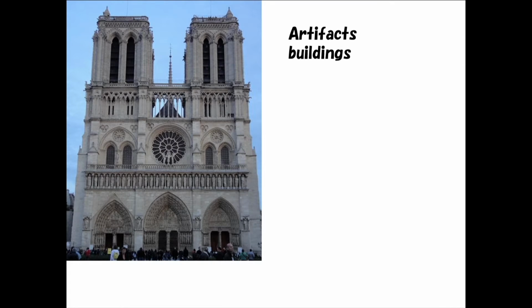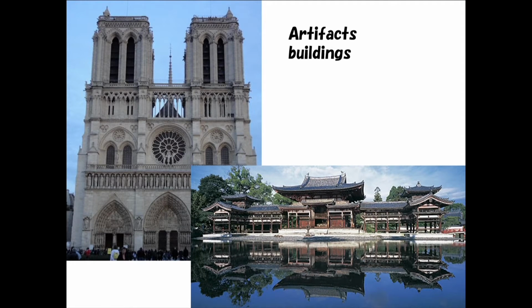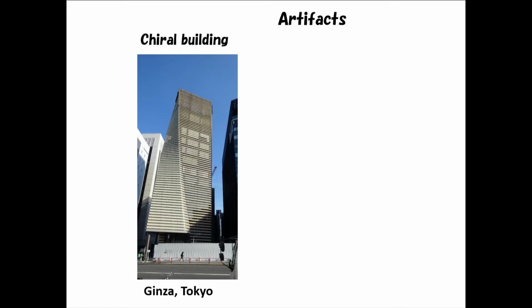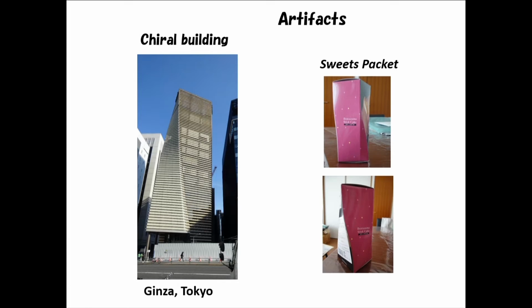Now, I'm interested in all these left and right. Symmetry, asymmetry. This is Notre Dame in Paris. Oh yes, this is Uji Byodoin in Kyoto. Look at this. You have a mirror image in the middle, but it's also reflected on the pond. So it's another mirror image. Isn't it nice? But if you go to Ginza in Tokyo, you see this sort of building. Wow, this is chirality. So you have to go and see. And this is a small packet of sweets. This is also chiral. Whenever I see it, I cannot help buying these things, not because I'm interested in the sweets, but because I'm interested in the packets. It's really interesting, isn't it? This is chiral.